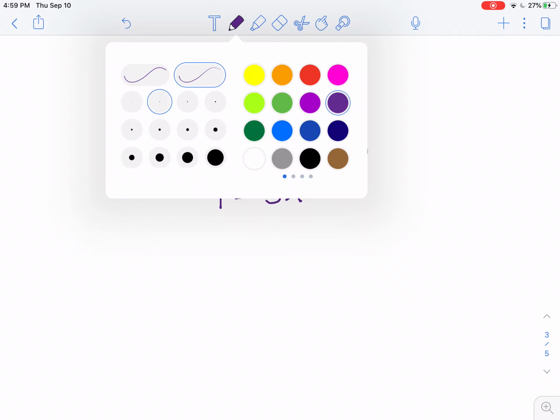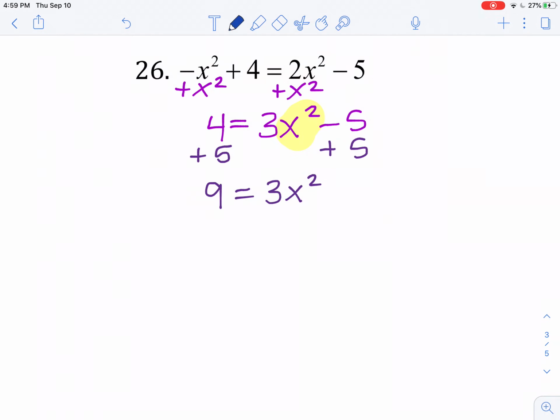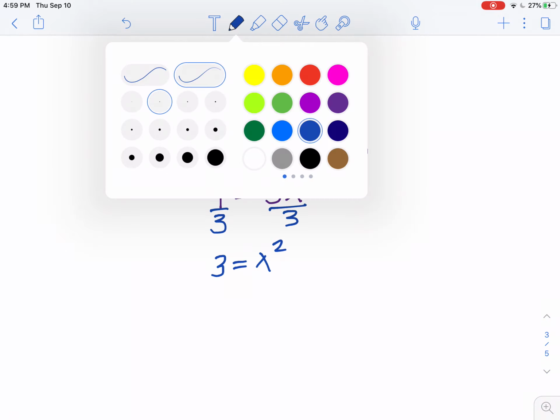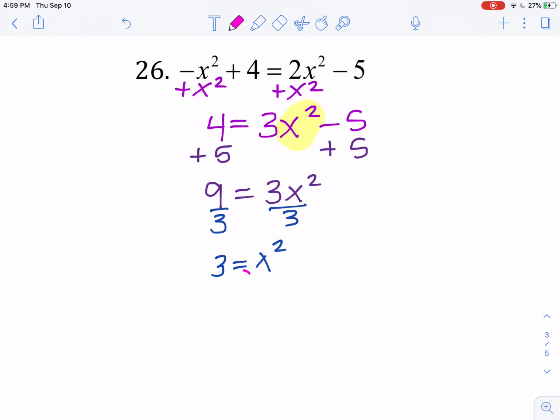Now I need to get x squared by itself. I'm going to divide both sides by 3. I'm going to get 3 equals x squared. And now to get rid of the squared, we would want to square root both sides. Remember, when we take the square root of a number, we get plus or minus, and that equals x.